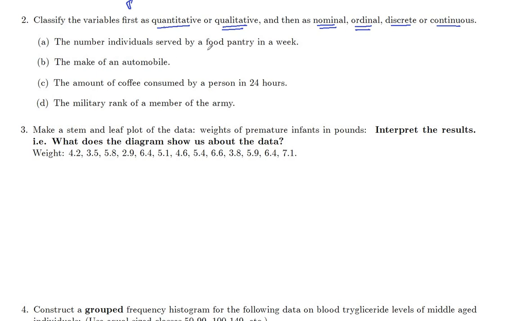So number of individuals served at a food pantry in a week. So the number, so that's definitely going to be quantitative. And then discrete is things that you can count. Continuous is things that you measure. So discrete here is counted. And continuous is measured.